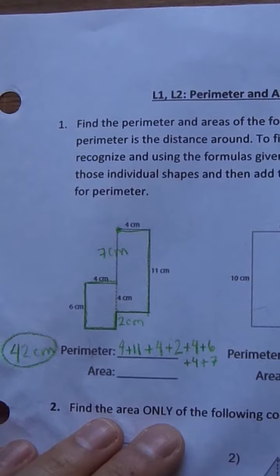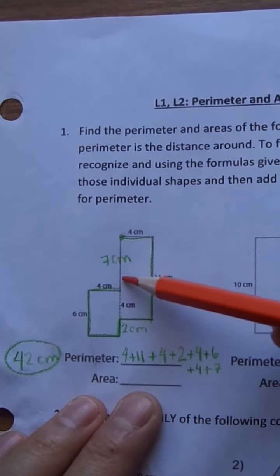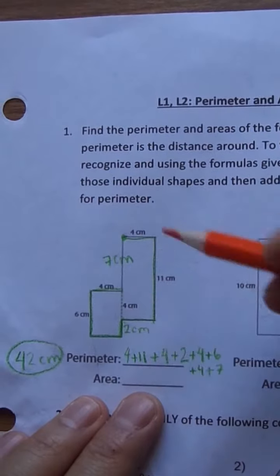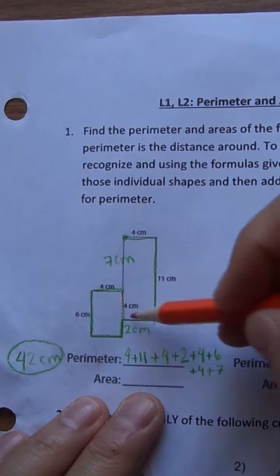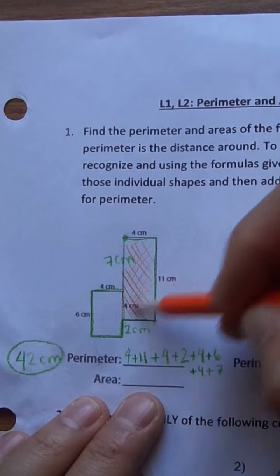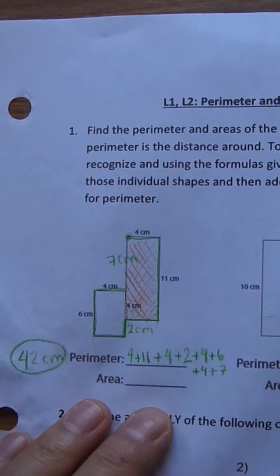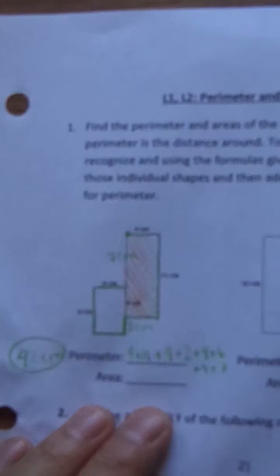So if we look at the area, now remember the area is the space inside. So I see here 2 rectangles. If I look at this first rectangle, I'm going to color that in. So that's the space inside. So I'm going to color code this. Orange, area orange. Let me zoom in a little bit.